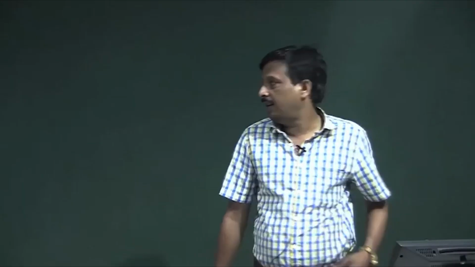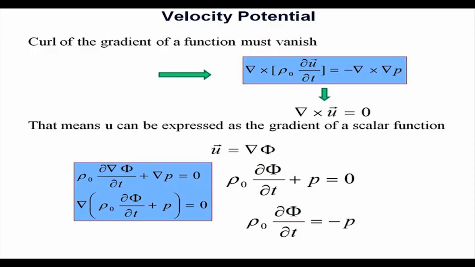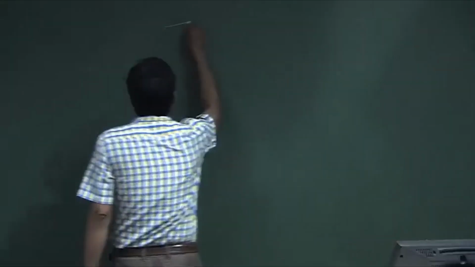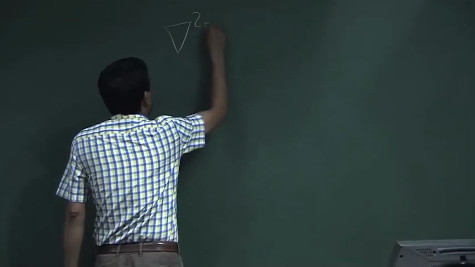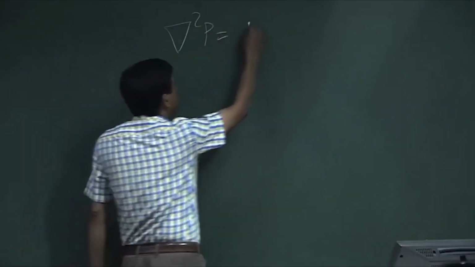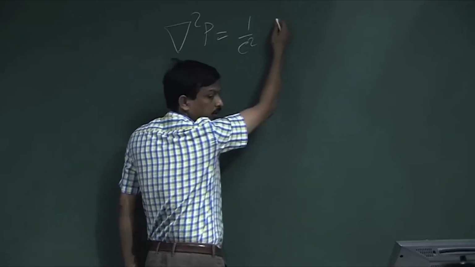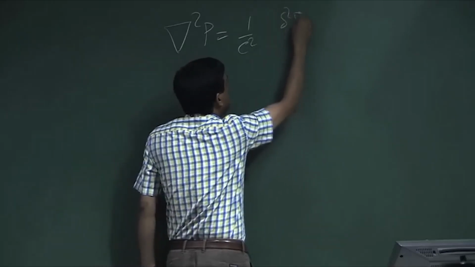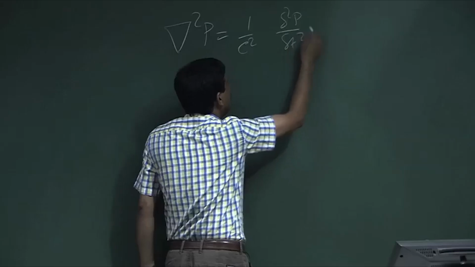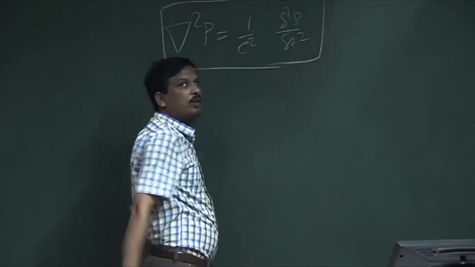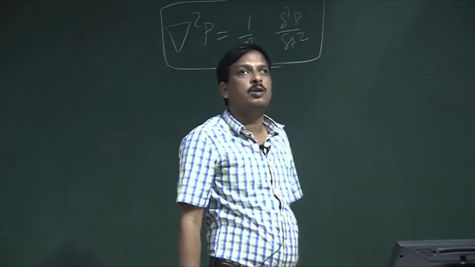So, last class we derived the plane wave equation, which is the Laplacian of the acoustic pressure, del square p, equal to 1 by c square times del square p by del t square. This is the plane wave linear wave equation, which we call the linear wave equation.